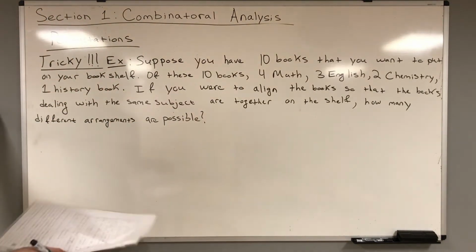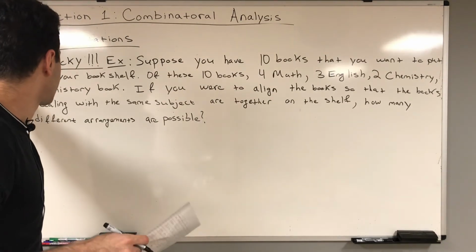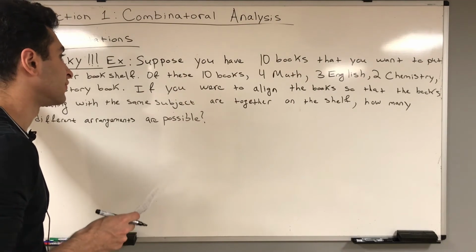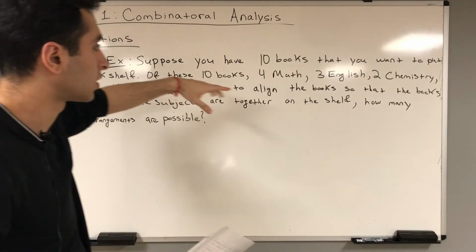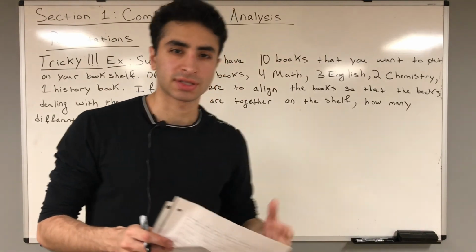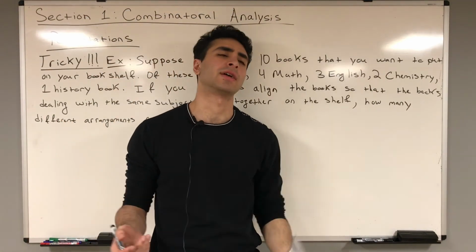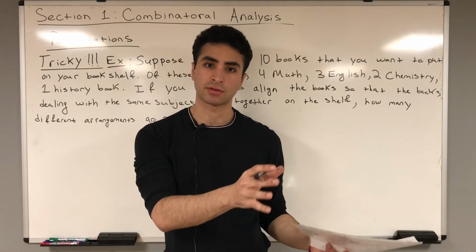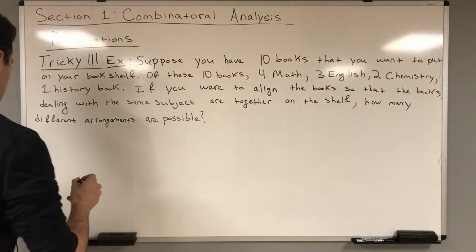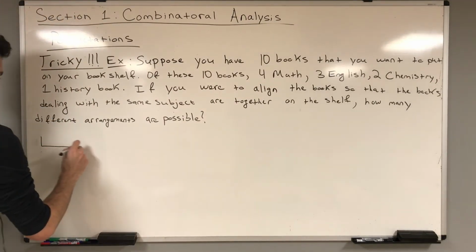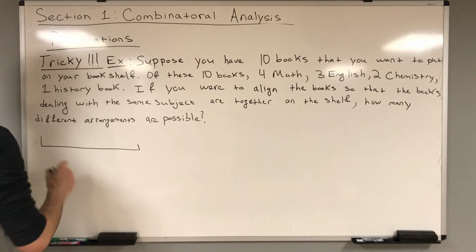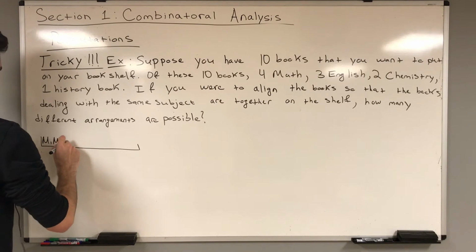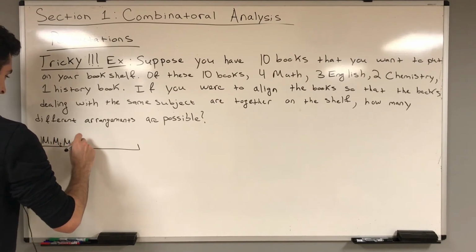Okay, so again, try this on your own, but we'll get straight to it. So, what does the problem even say? You want to align these books so that the books that deal with the same subject are together. So I guess the 4 math books are together, right? The English books are together, and so on. So let me draw that over here. Let's draw our bookshelf, or try to draw it. So you have 1 math book, your 2nd math book, your 3rd math book, and your 4th math book.